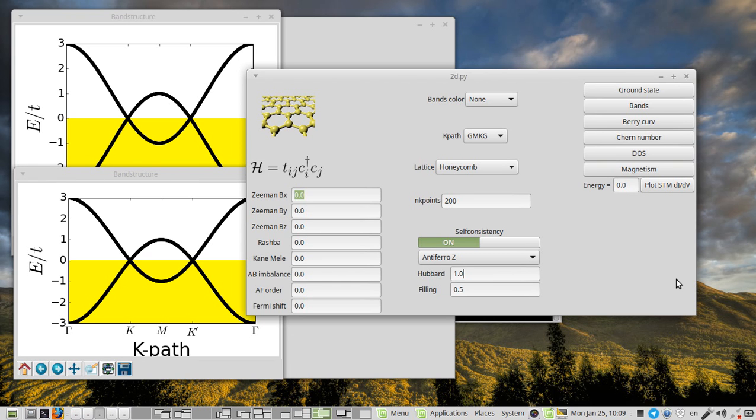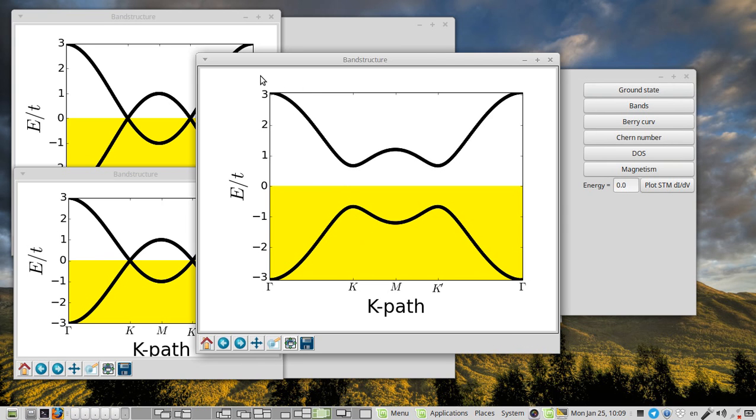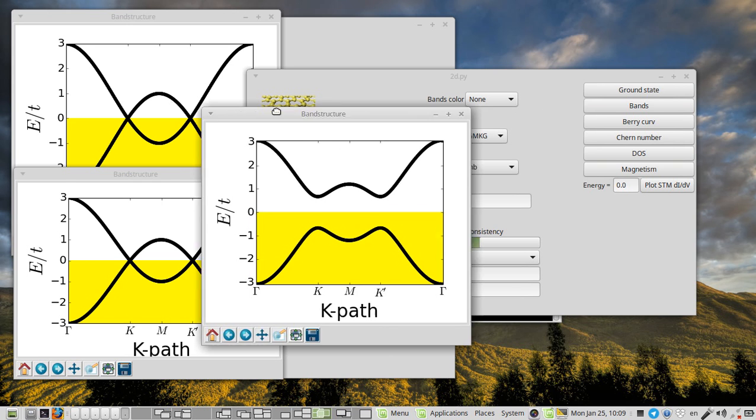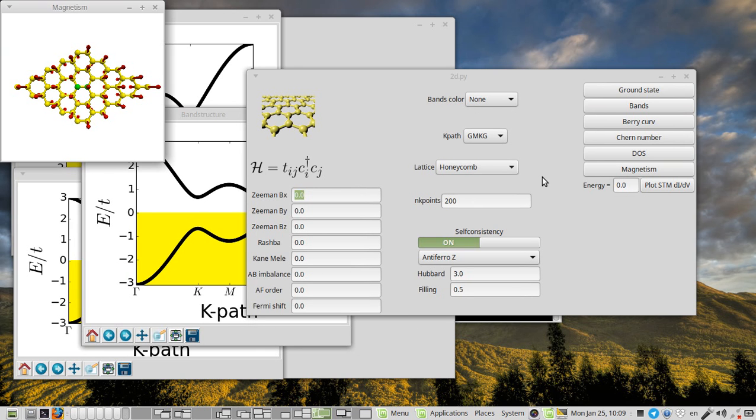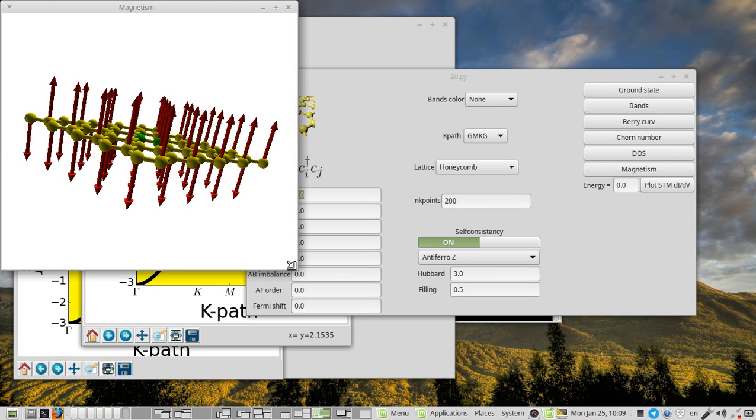if we use stronger interactions, so before we put an interaction of 1 times hopping, but if we move on to 3 times hopping, for example, and we calculate the ground state of our system, what we see now is that our system became insulating. If we calculate the magnetism of our system, what we get is something like this. So our system actually became antiferromagnetic.